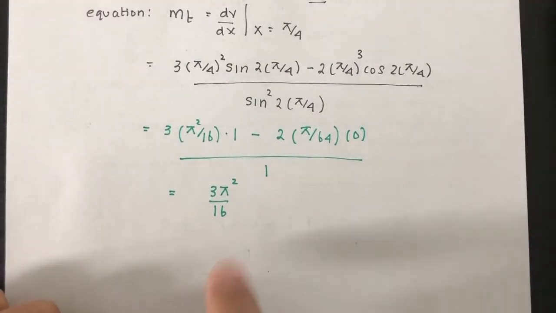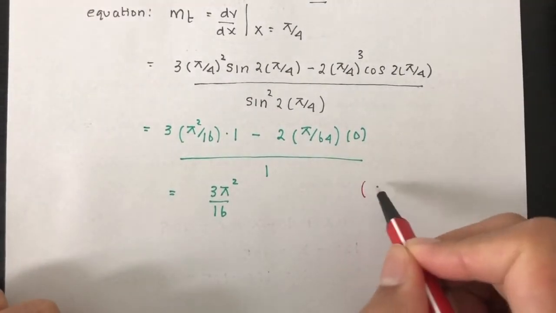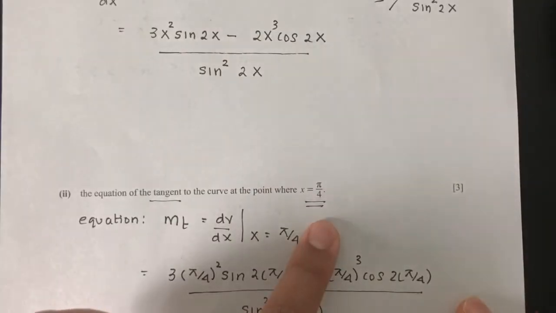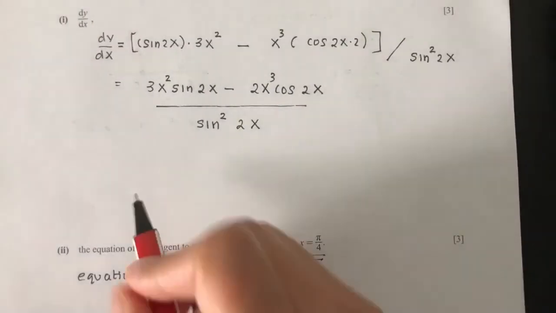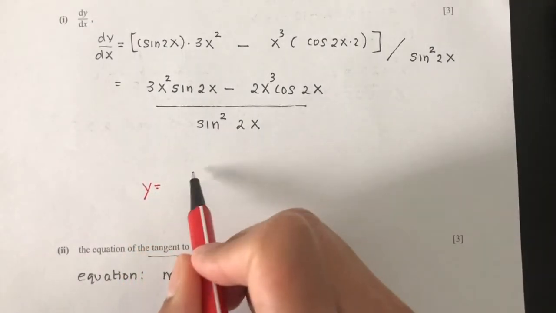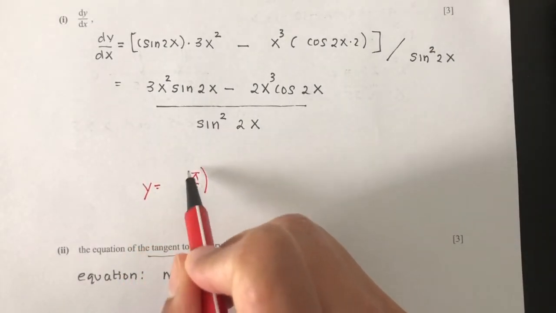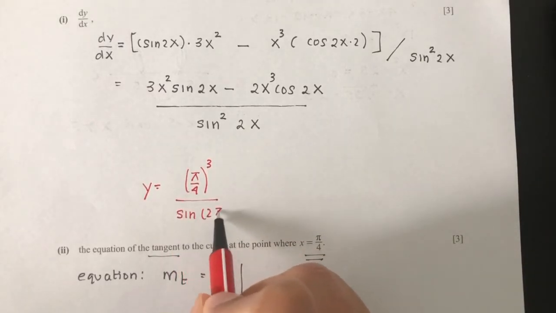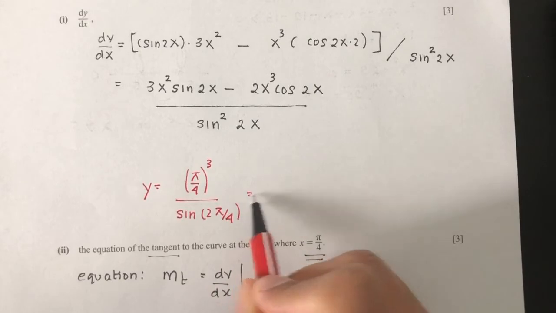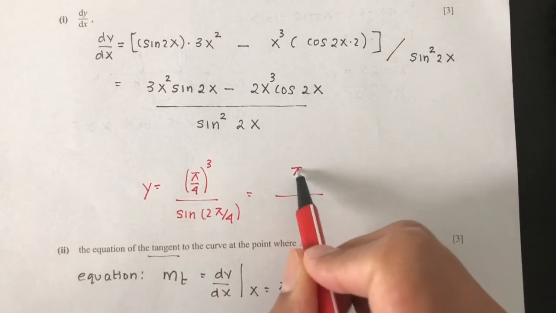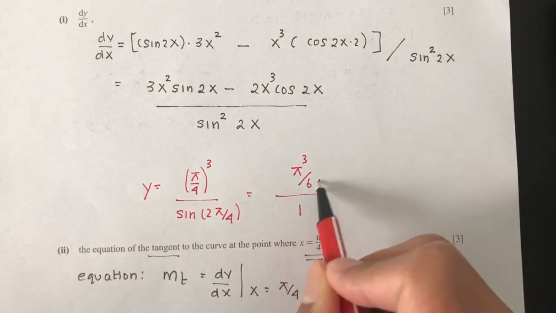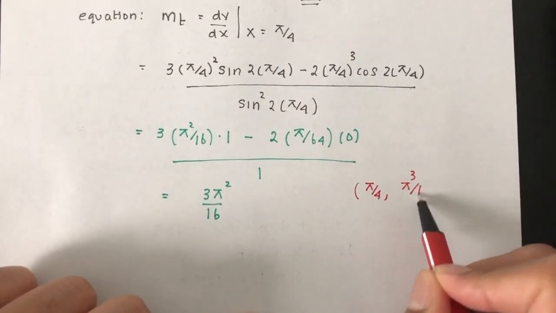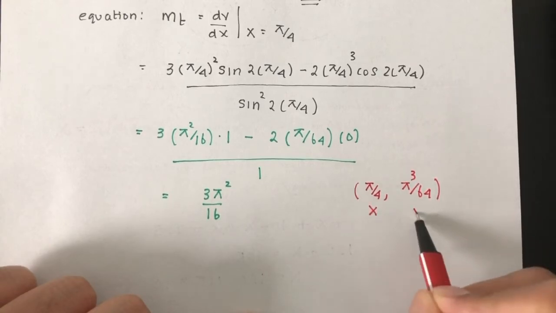Now since you know the gradient, we know x is pi by 4. What is your value of y? Replace this back in your main equation. So y is equal to pi by 4 cube divided by sine 2 times pi by 4, that will be over 1. This will become pi cube over 64. That is your x and y.